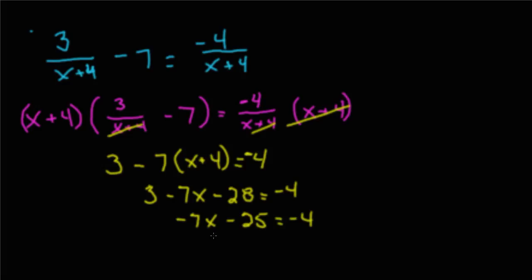Now, just like we did before with linear equations, which is what this is now, we add 25 to both sides of this equation. We'll get negative 7x equals a positive 21. And then we can divide both sides of this equation by a negative 7, so we can isolate this x, and that'll give us x equals negative 3. And that's our only solution.